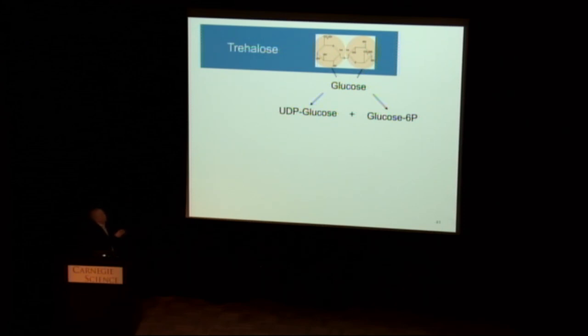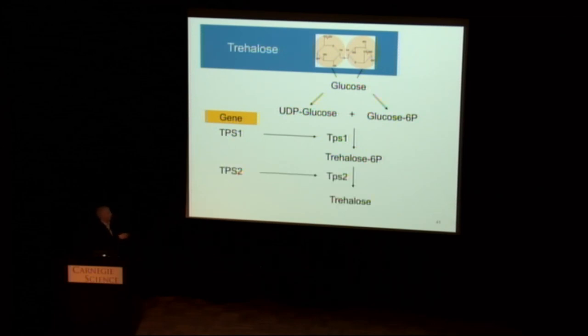So you take glucose and you derivatize it into two things. And now what you do is, there's a gene called TPS1. It makes a protein called TPS1. You can see we're very creative in yeast. That protein takes these two sugars, puts them together, and makes this compound called trehalose-6-phosphate. And there's a second gene, TPS2, that makes the protein TPS2. So we may be boring, but we're consistent in yeast, that's for sure. And this protein converts this one to trehalose.